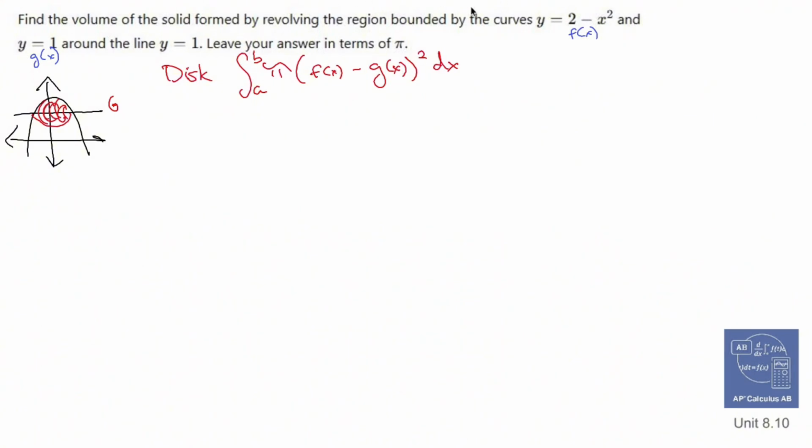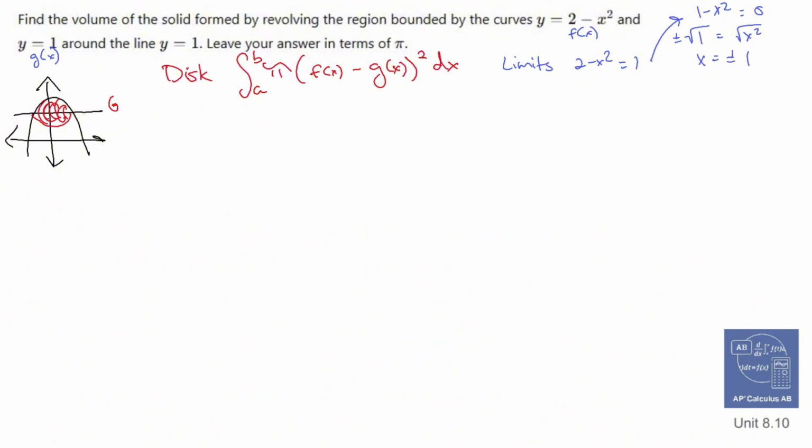Now, before I can even begin this, I have to find my limits of integration. My limits are found by setting 2 minus x squared equal to 1 so I can find out where these two lines intersect. So I subtract 1 to get 1 minus x squared equals 0. Add x squared so I get 1 equals x squared, square root everything, not forgetting my positive or negative, and my limits are going to be positive or negative 1.